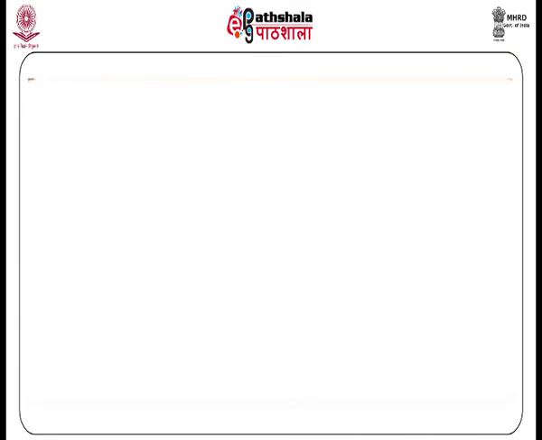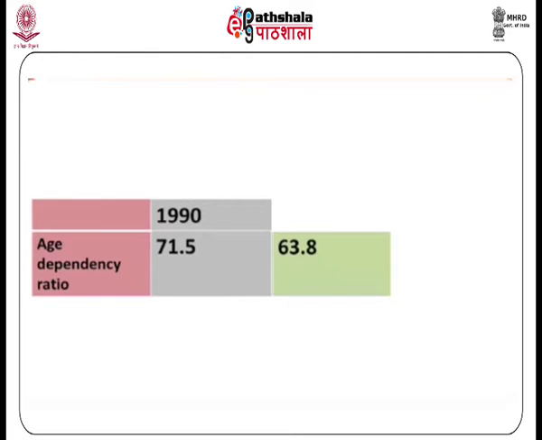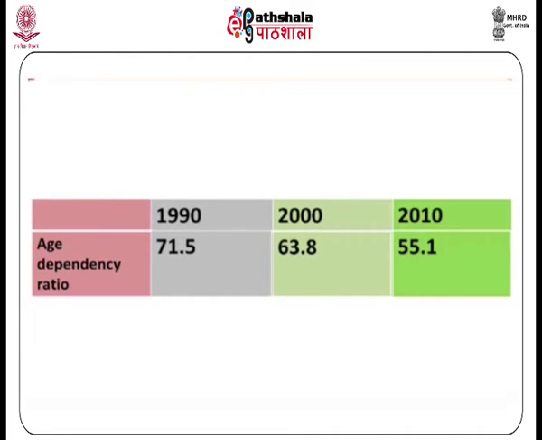According to World Bank data, the age dependency ratio in India is declining over time. In 1990, it is 71.5, which falls to 63.8 in 2000, and then falls further to 55.1 in 2010. This is leading to a certain positive effect on the economy, known as the demographic dividend.